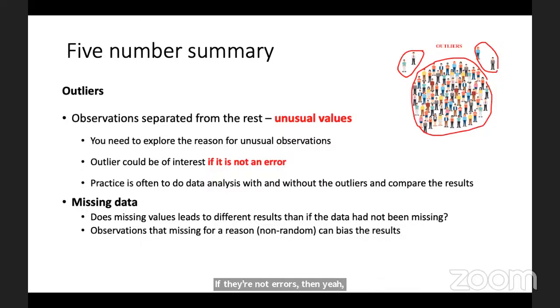If these people are supposed to be in the crowd here, but they seem to stand out, then you need to know why they're here. Do they consider themselves to be different from the rest? So in practice, first of all, you need to check whether these are outliers or not. If you confirm that they are not outliers, the practice is always to do the analysis with or without the outliers, and then you can compare the results.